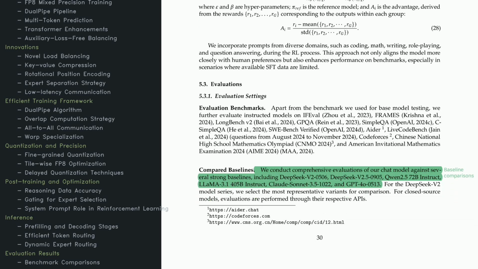Now for the updated evaluation benchmarks. Beyond the base model checks, they include tasks like IFEval, FRAMES, and LongBench v2. These tests cover general QA, advanced math, and more. DeepSeek V3 Chat is compared with strong open-source models like DeepSeek V2, Qwen 2.5, and LLaMA 3.1, and closed-source ones through their APIs. This thorough approach means we get a well-rounded sense of how DeepSeek V3 measures up across various tasks.